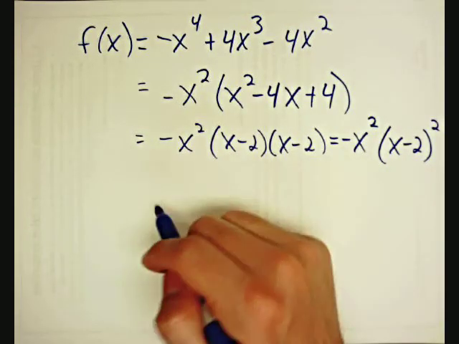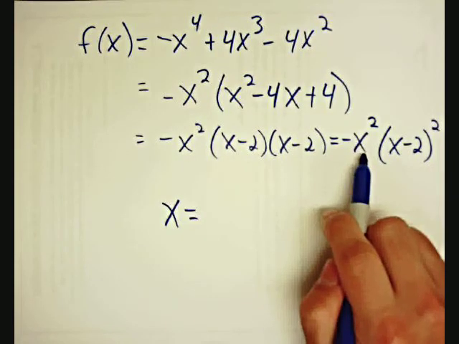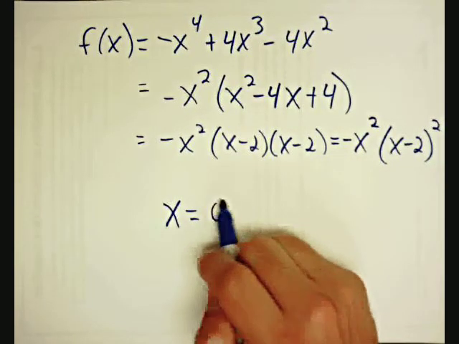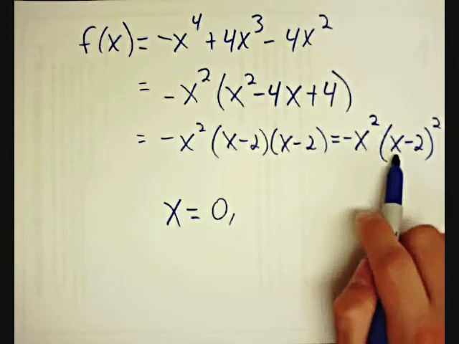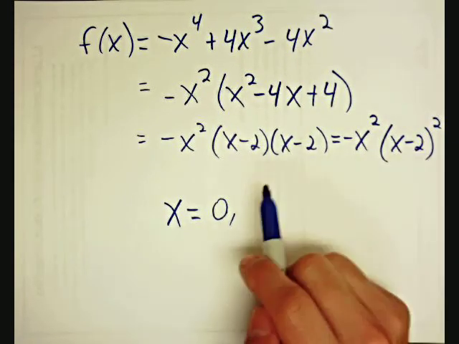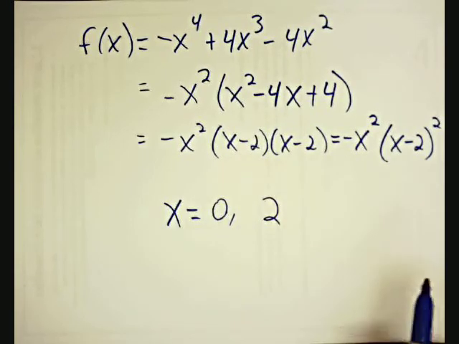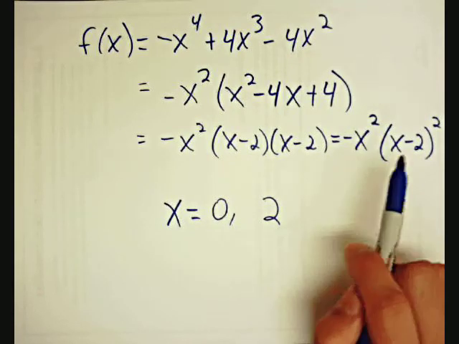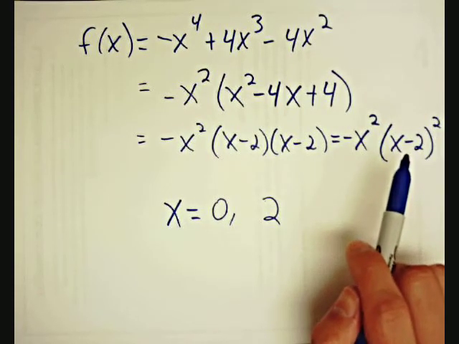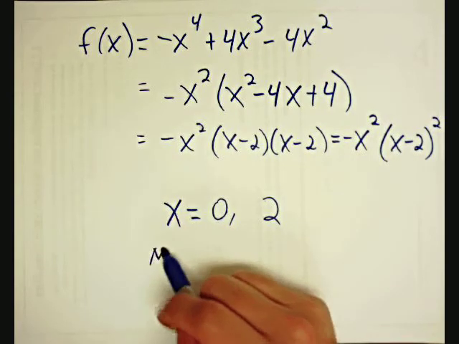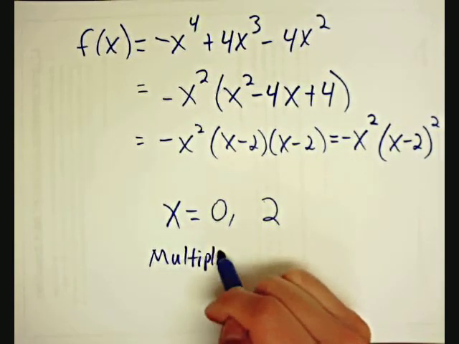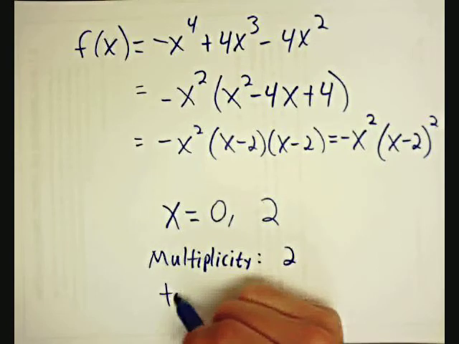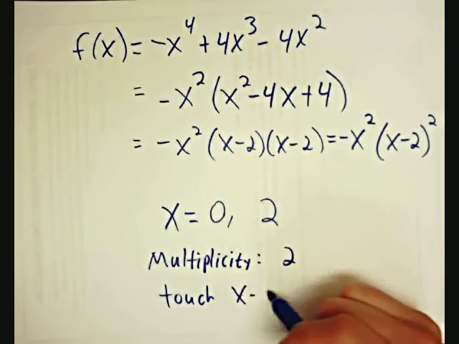For the zeros, if x is 0, you have 0 squared is 0, times anything will be 0. And 2 minus 2 is 0, and that will make that 0. So 0 and 2 are the zeros. Because of the squared on the x, 0 is repeated twice, and because of the squared on the x minus 2, 2 is repeated twice. So both of these have a multiplicity of 2, since they're both repeated twice. And that means that they just touch the x-axis. They don't cross through.